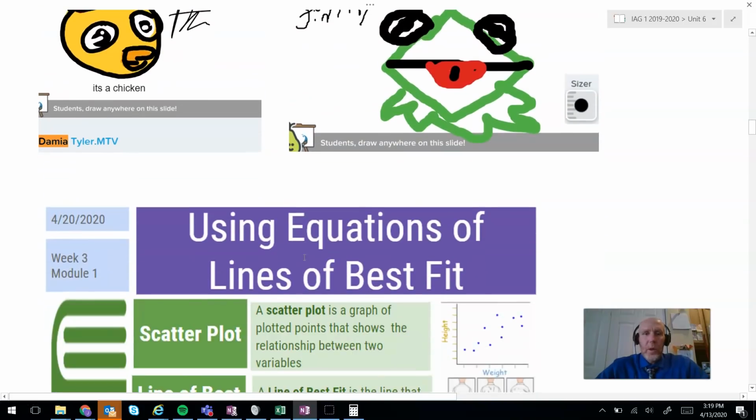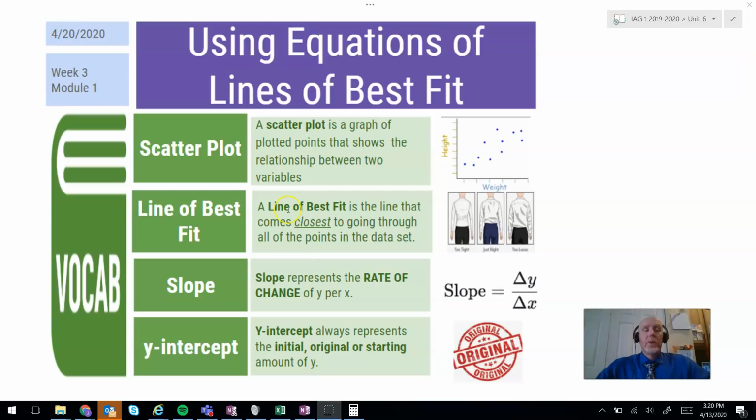All right, here we go with today's lesson. So you've seen the word scatterplot and line of best fit in both of our last two lessons.